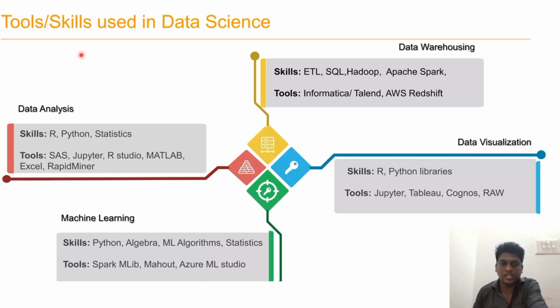Here are some tools that are used in data science. Data warehousing, data analysis, data visualization and machine learning are the main concepts in data science. The skills for data warehousing are ETL, SQL, Hadoop and Apache Spark. Then data analysis uses Python and statistics. Data visualization uses R and Python libraries. For machine learning the main skills are Python, algebra, ML algorithms and statistics. For all these skills we use various types of tools for better understanding.